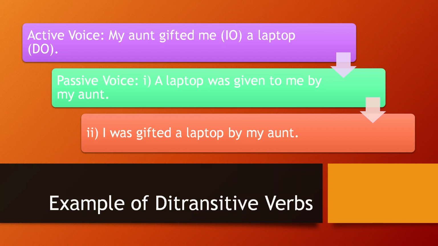It is also possible to have an agentless passive, where the doer or the agent of the action is omitted. So if we look at the second passive construction, I was gifted a laptop. If we omit by my aunt, it becomes agentless. So simply, I was gifted a laptop.